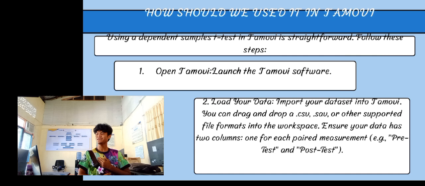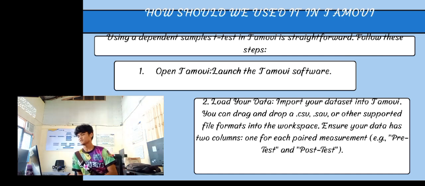Using a dependent sample t-test in Jamovi is straightforward. Follow these steps. Step 1, open Jamovi software. Step 2, load your data. Import your dataset into Jamovi. You can drag and drop a CSV or SAV or other supported file formats into the workspace. Ensure your data has 2 columns, one for each paired measurement, for example pre-test and post-test.